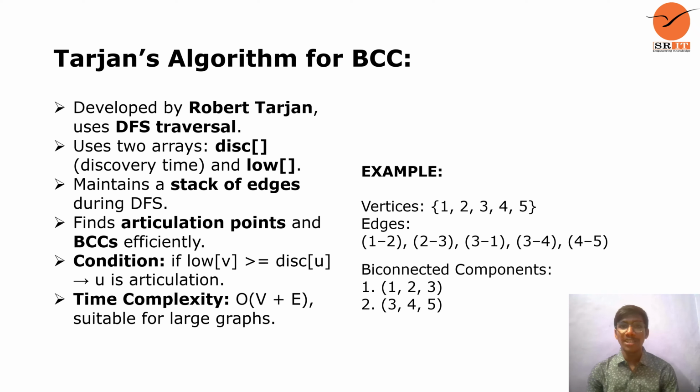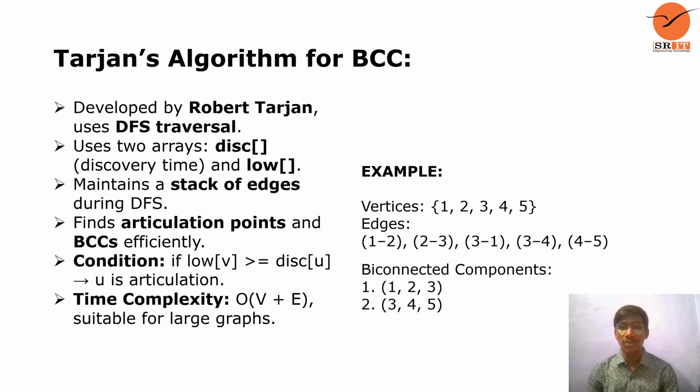Tarjan's algorithm for BCC, developed by Robert Tarjan, uses DFS traversal. It uses two arrays, disc of and low of, and maintains a stack of edges during DFS. It finds articulation points and BCCs efficiently. Condition: if low of V is greater than or equal to disc of U, then U is an articulation point. Time complexity is O of vertices plus edges, suitable for large graphs.